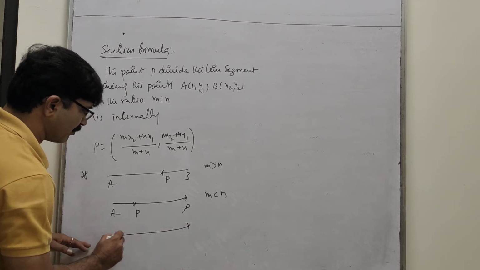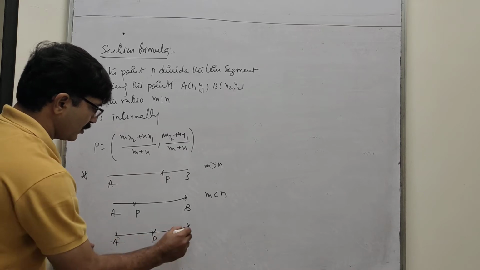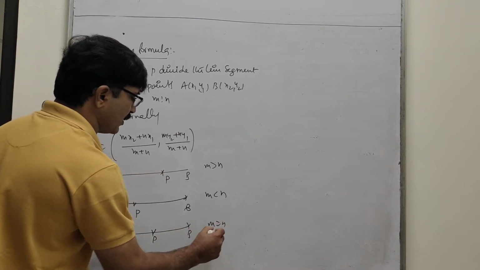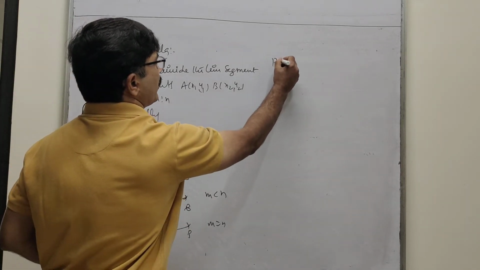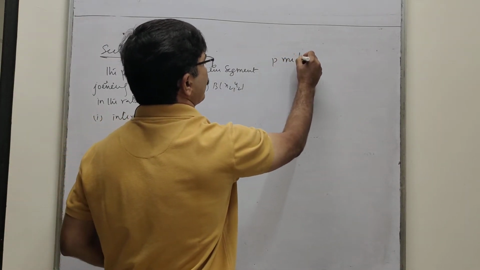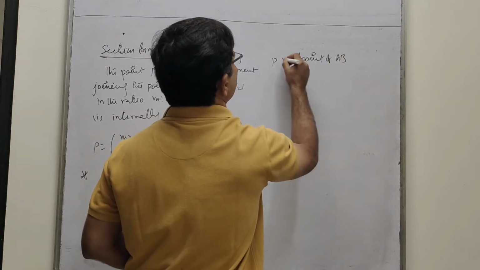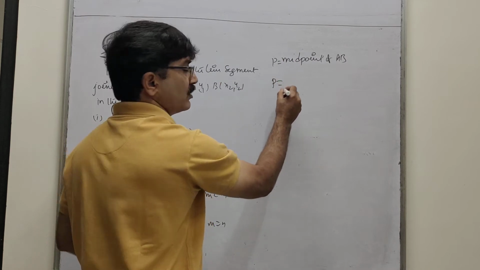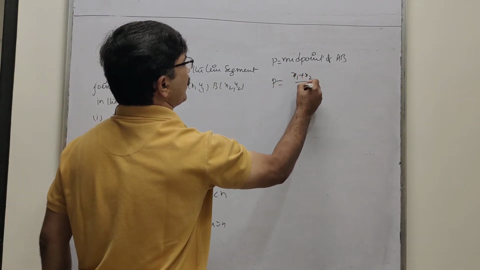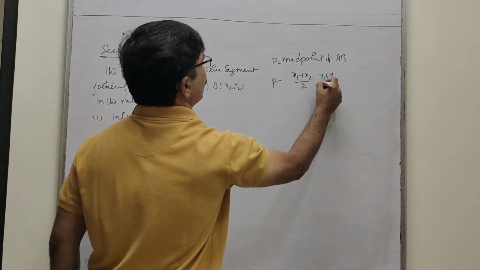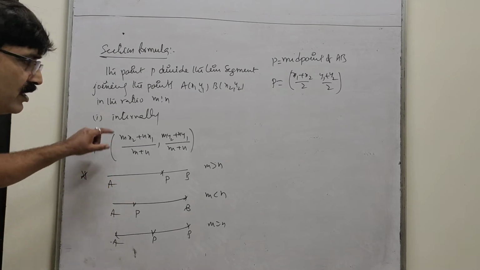So what is going to happen here if P is exactly the middle? M is equal to N means P is the midpoint. I can write here: P is the midpoint of AB. At that time, the coordinates of P you can write as (x1 plus x2) by 2, (y1 plus y2) by 2. Hope it is very clear.